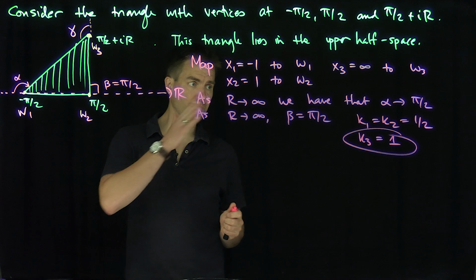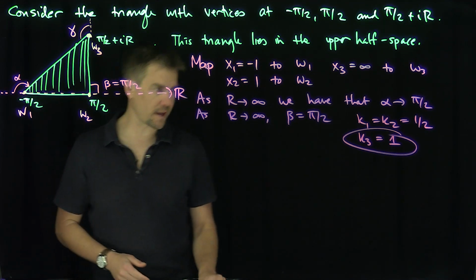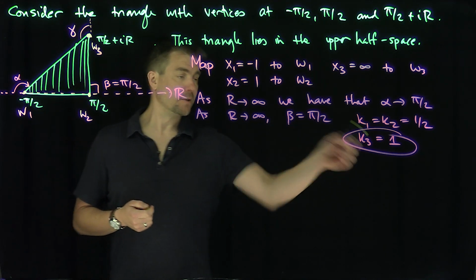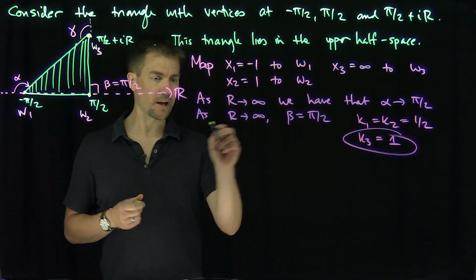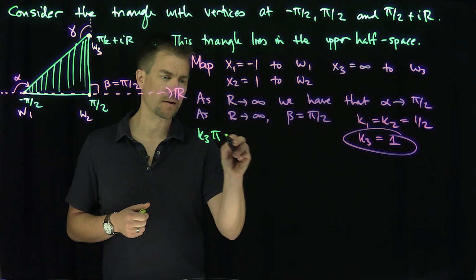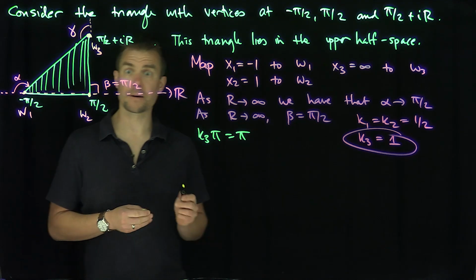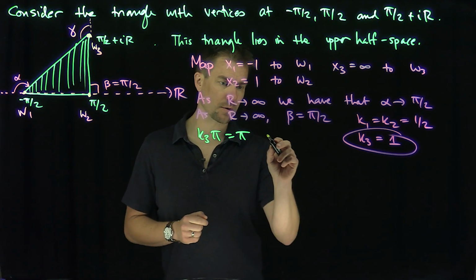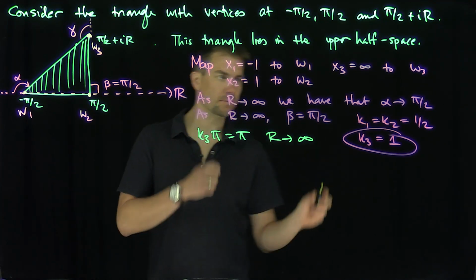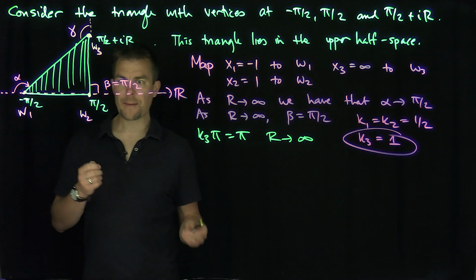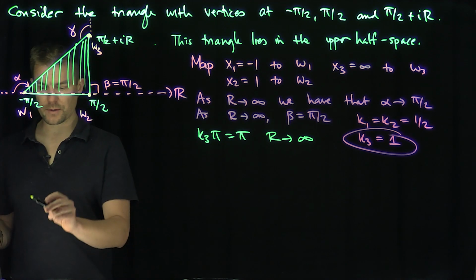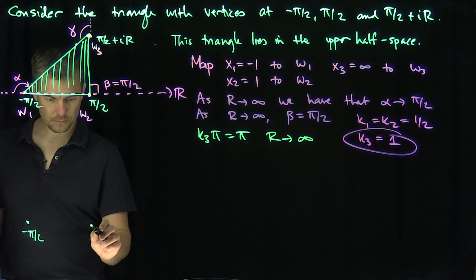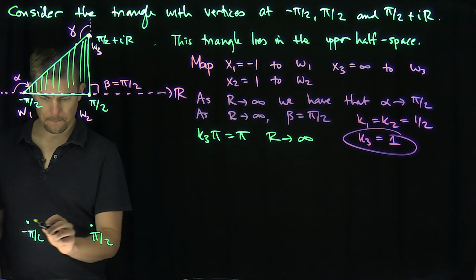And so if that's the case, that's my third point over there, then what's going to happen over there? That says that K3 times pi is equal to pi, right? Excellent. So in other words, in the limit, this is true, and this is valid as R goes to infinity. That's a valid transformation, okay? Good. And so what's going to happen to this region? This region is going to transform into this thing over here, negative pi over 2, pi over 2.